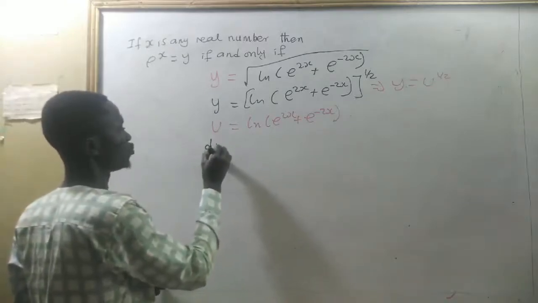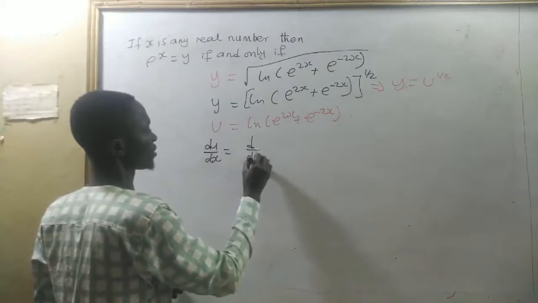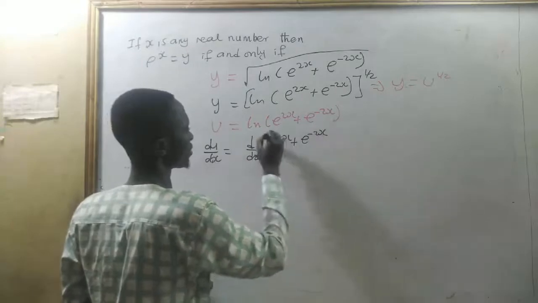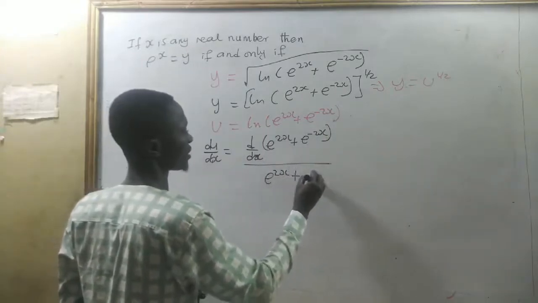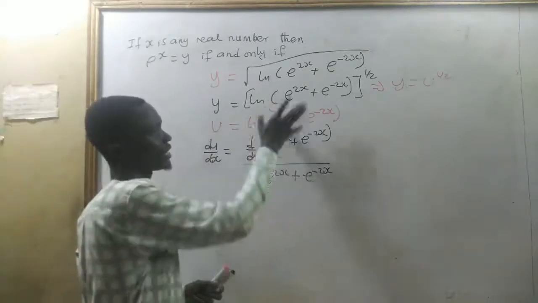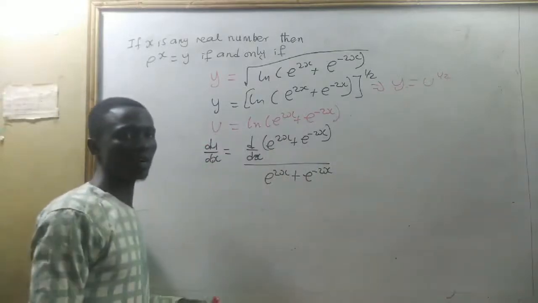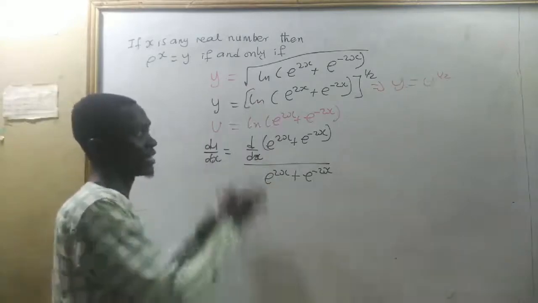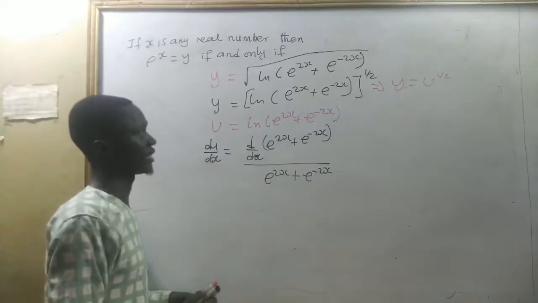So the derivative of u with respect to x will be given by d/dx of e to the power 2x plus e to the power negative 2x, divided by e to the power 2x plus e to the power negative 2x. I've been saying that if you don't understand these derivatives, request for the videos on these in the comment section. Very simple. Or you can check the description. I've listed these videos there, and watch them for better understanding.